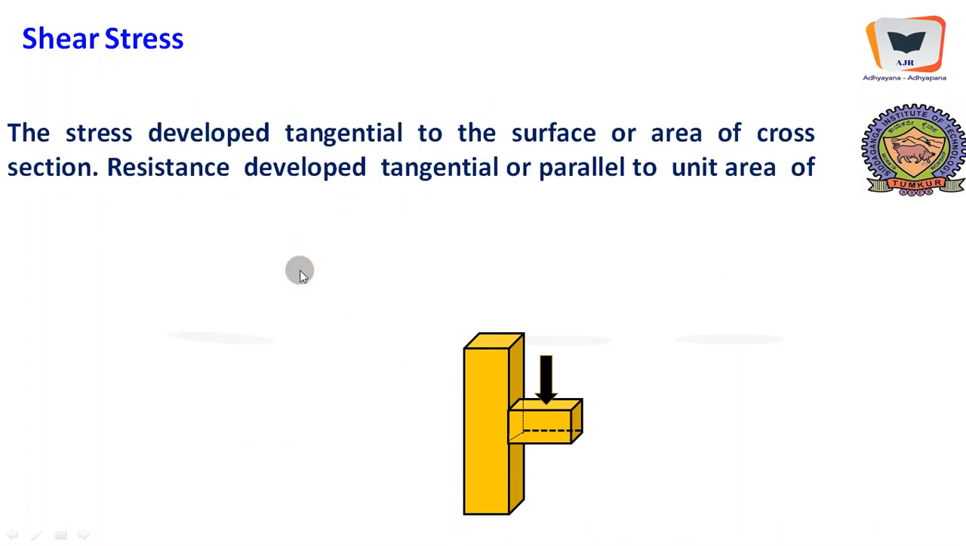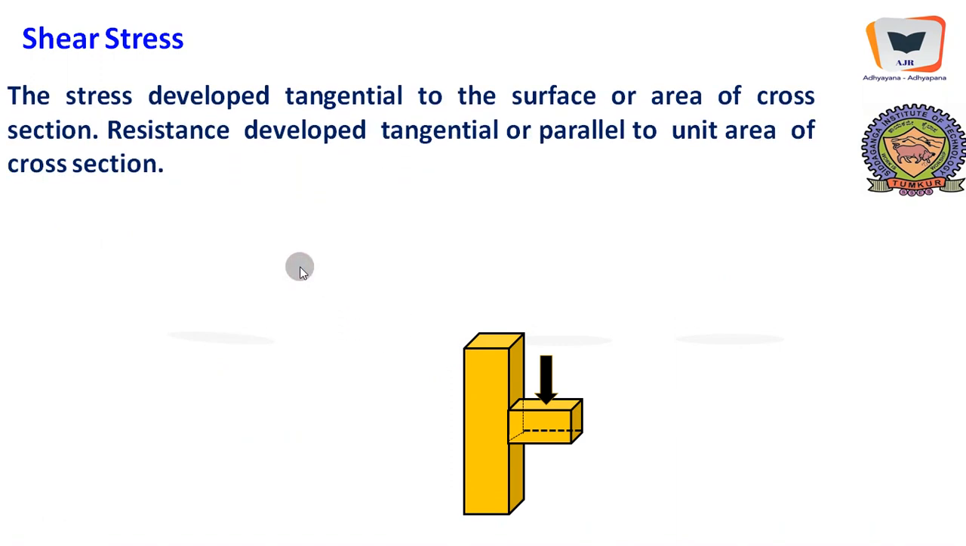Shear stress. This is the second kind of stress. The stress developed tangential to the surface or area of cross section. Resistance developed tangentially or parallel to the unit area of cross section.